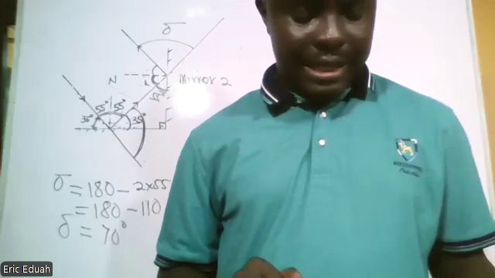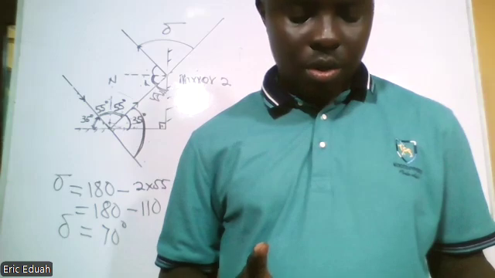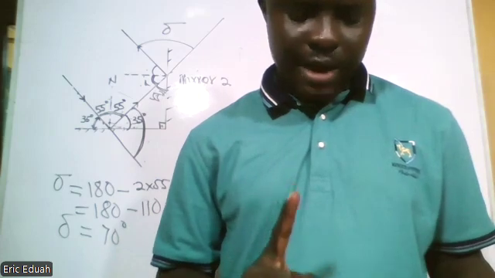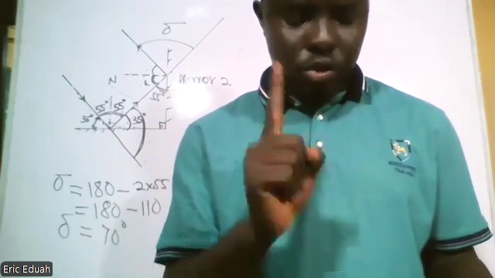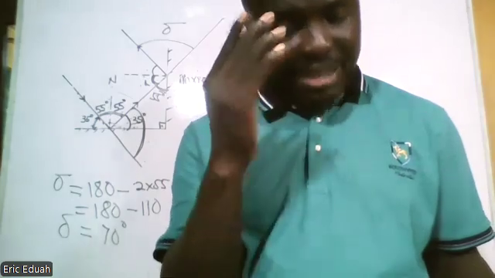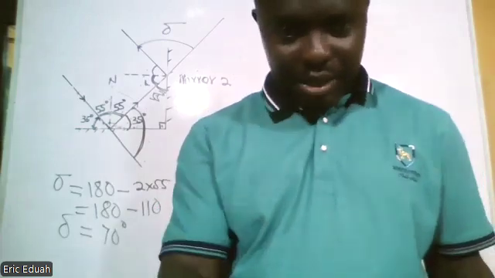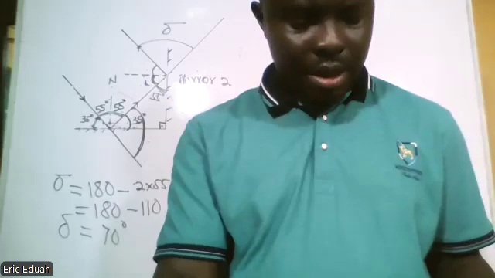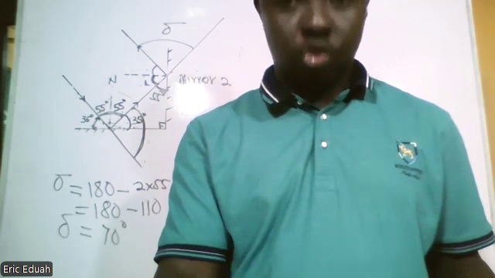A ray of light 1, which is parallel to mirror 1, strikes mirror 2. We'll go through it systematically.